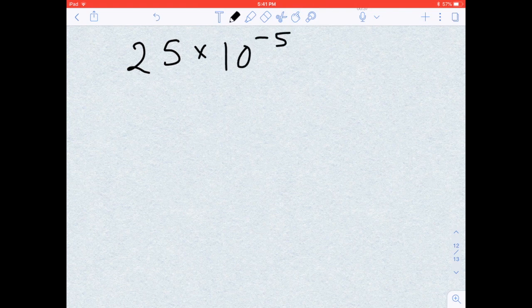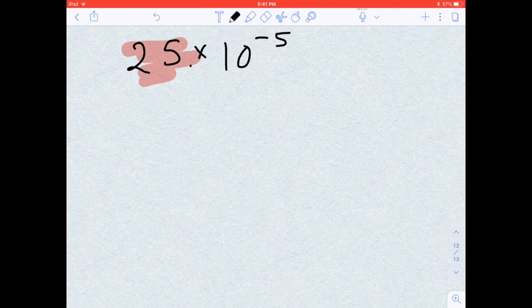Next problem. Actually, this is example 1 in your book. It says write 25 times 10 to the negative 5th in scientific notation. Okay, so negative 5th means this is a small number, because a negative 5th exponent means your decimal is 5 decimal places to the left. So we need to make our 25 right here into scientific notation.